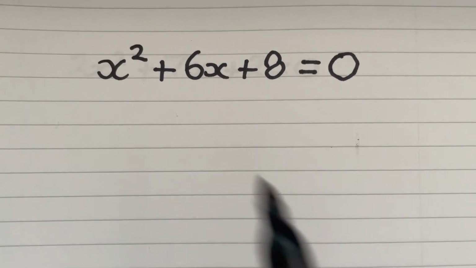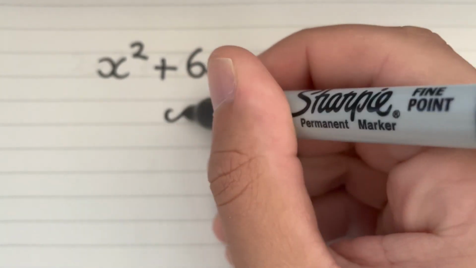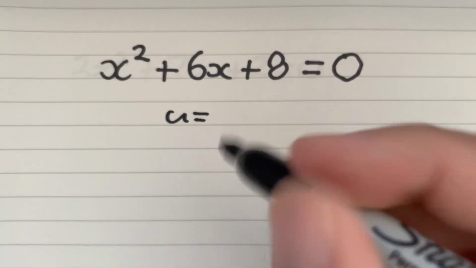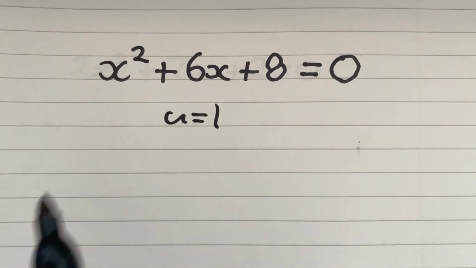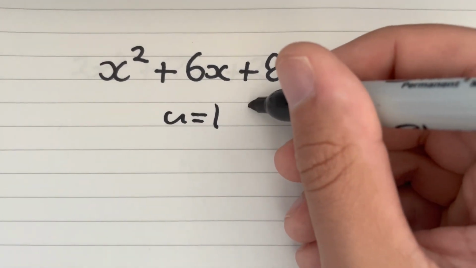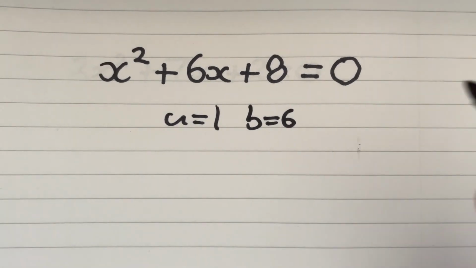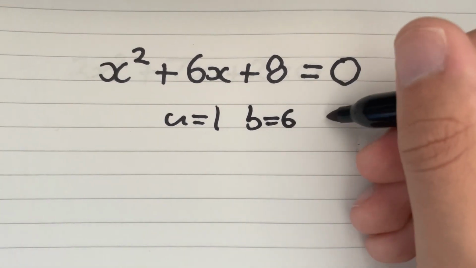So in this example, we have x squared plus 6x plus 8 equals 0. So we need to figure out what our a, our b, and our c are. Well, in this one, our a is going to be 1, because we don't have a number out in front of our x squared. It just means 1x squared. Our b will be 6 from here. And then our c from here will be 8.